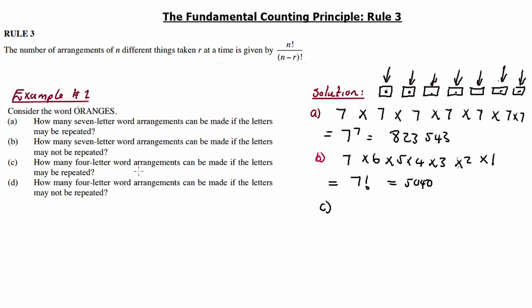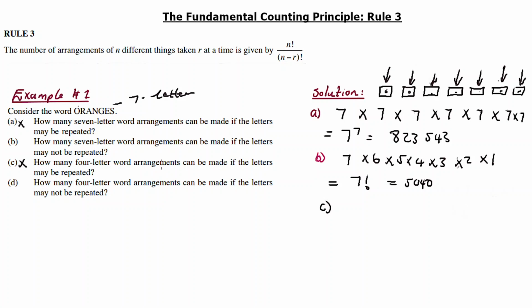C, how many 4-letter word arrangements can be made if the letters may be repeated? You see it's similar to question A and C, but this time the only difference is that we are not creating a 7-letter word. Orange is a 7-letter word. Here in C, we want to know how many 4-letter word arrangements can be made.